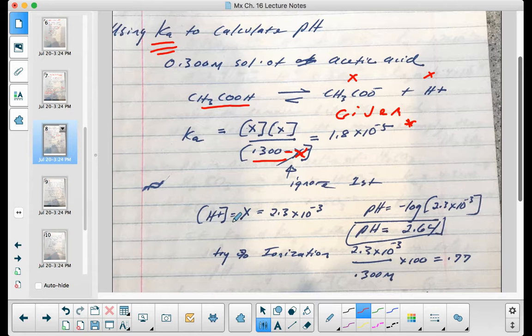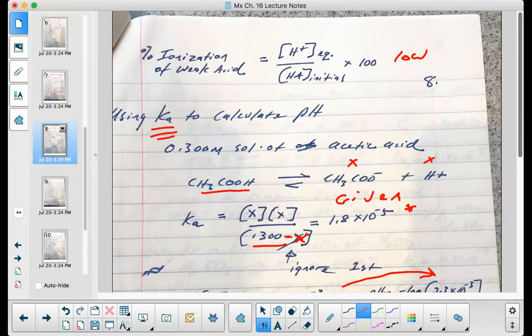So then if I do some algebra, I solve for x, I get 2.3 times 10 to the negative third. I know that the x is my hydrogen ion. I then plug into my pH equation. I get my pH. So what can we do for the ionization? Let's look at how to solve for percent ionization of this weak acid. So I find out the equilibrium amount of the hydrogen ion. I take the original initial amount of the weak acid, I multiply by 100, and it's 0.77% ionized. That's very small. That's not very much. So there's that percent ionization equation.